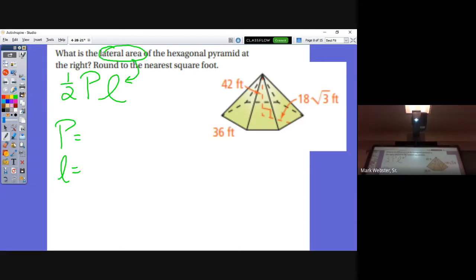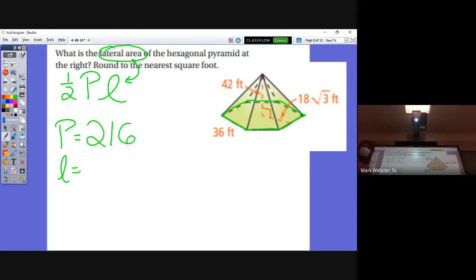Let's go over this. So we want perimeter and slant height. Well, perimeter is real easy because it's just 36 all the way around. So if it's 36 in all 6 of those spots, we know that the perimeter is what? 216, yeah? 36 times 6? Yeah, that's what I did. Cool. Well, as long as you did it, I know it's right.